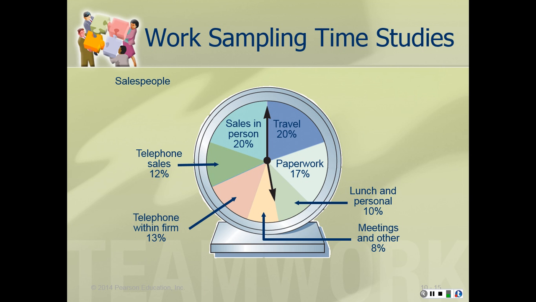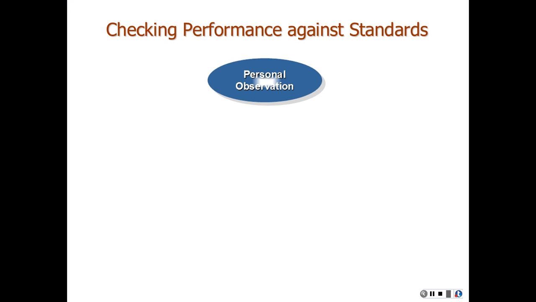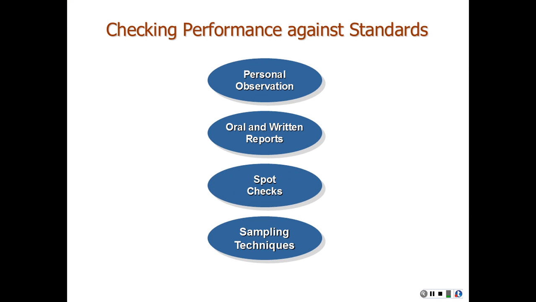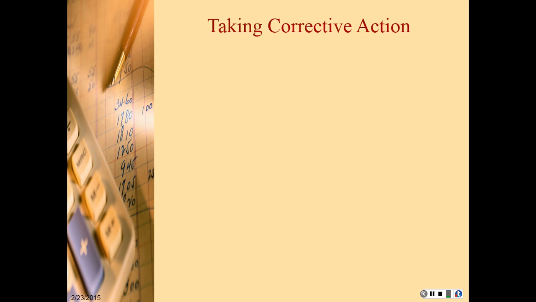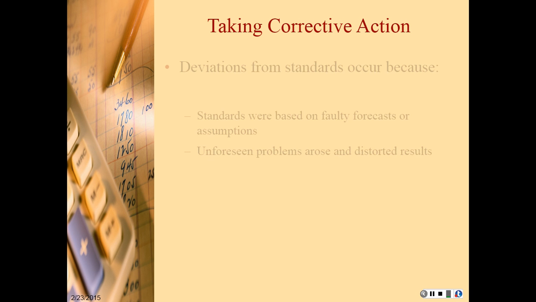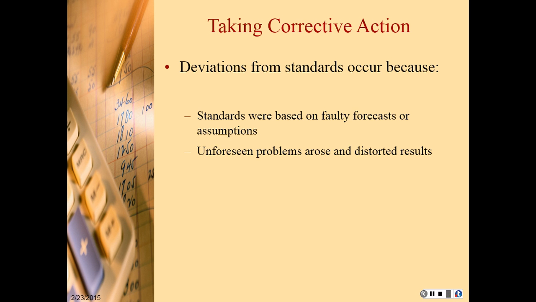So you take a pie chart and you kind of break it into segments of how much time they spend doing each activity. So you check their performance against standards. You look at personal observation, you take oral and written reports, you do spot checks, and you do various sampling techniques. You take corrective action when deviations from the standards occur because standards were based on maybe faulty forecasts or bad assumptions, or maybe unforeseen problems arose and you had distorted results.